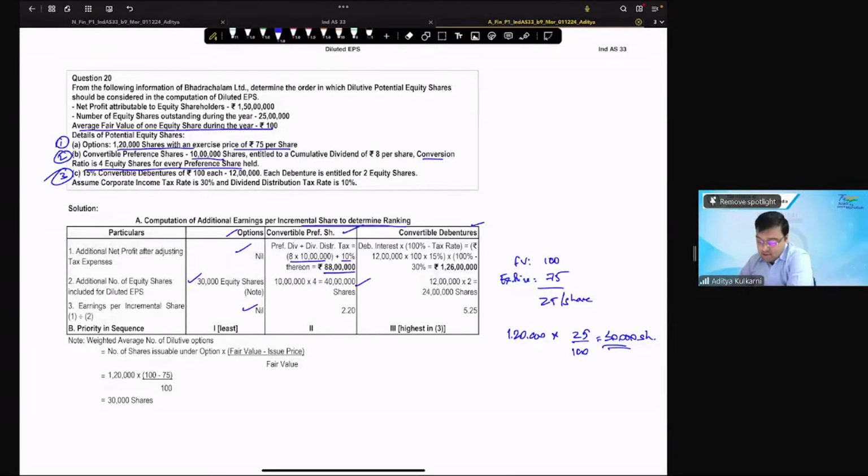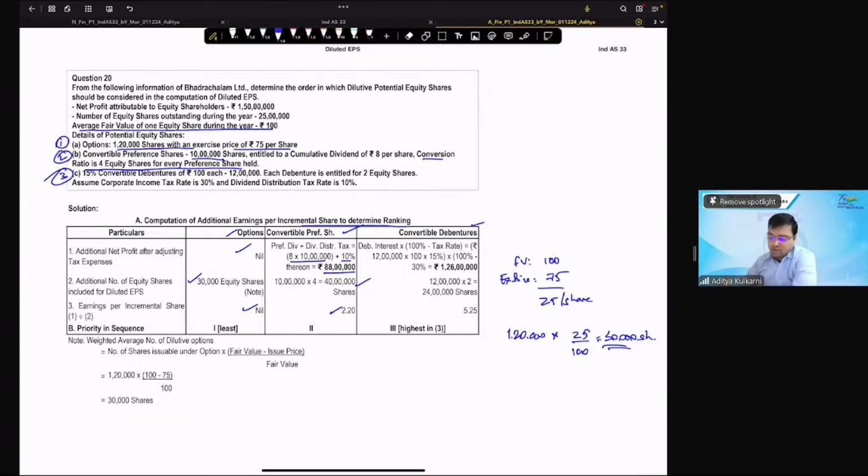So your earnings per incremental share is going to be 88 lakhs divided by 40 lakhs. So that comes to 2.2. Any doubts so far? No, sir. No doubts? Okay.